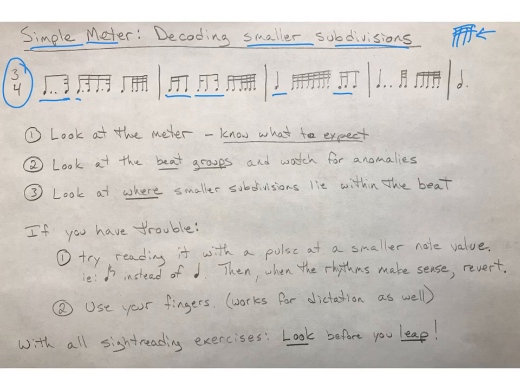Okay, before I ramble any further, let's talk about ways that you can break this down for places that seem scary. So one thing is that you can try and read it with a pulse at a smaller note value. I don't advise that as a final method, but as a way of breaking down something that is confusing to you, you can do that.